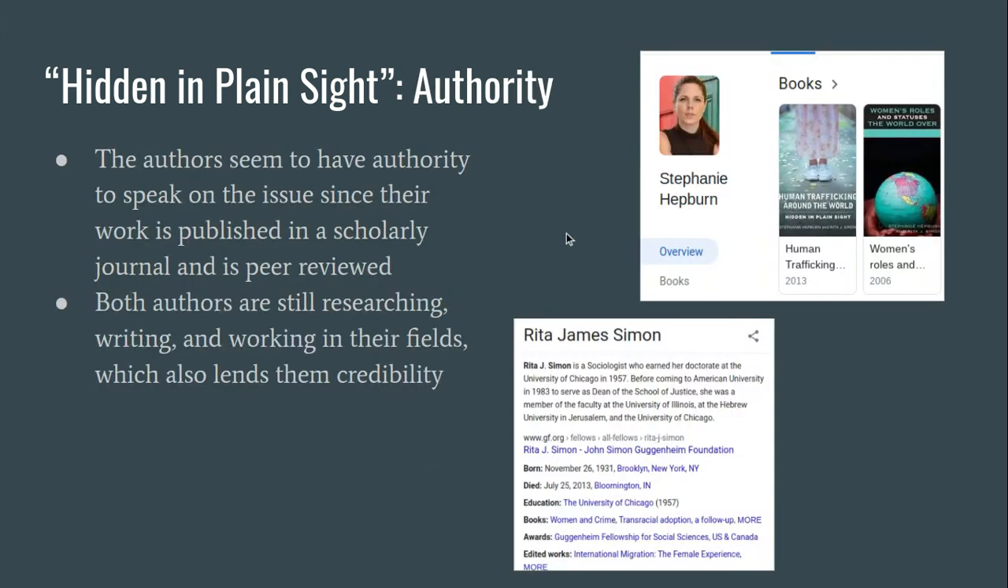The next part of the CRAP test has to do with authority. So as I mentioned earlier, when you're looking at authority, you're looking at the authority of the people who have written the article. And in this case, we have two different authors who collaborated together. One is Stephanie Hepburn. The other is Rita Simon. The authors do seem to have authority to speak on this issue, since their work is published in a scholarly journal and it is peer-reviewed.